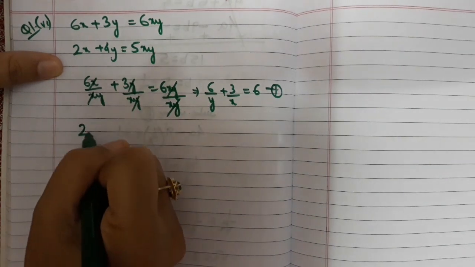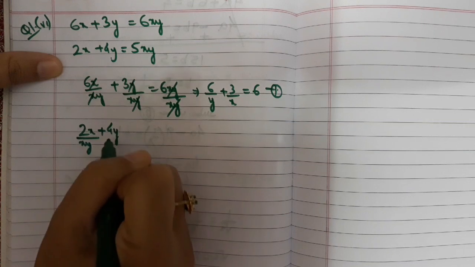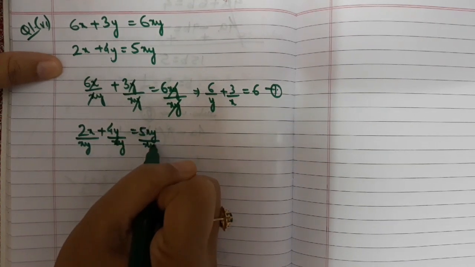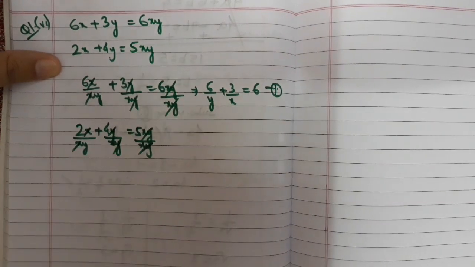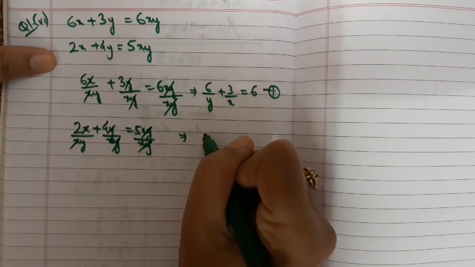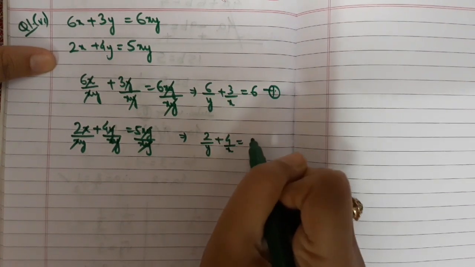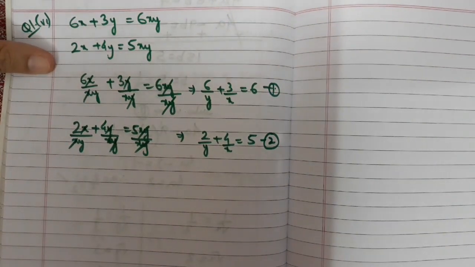Similarly, the second equation which was given to us, we divide this equation also throughout by xy. So from here also y and y get cancelled, x and x get cancelled. So the equation becomes 2 upon y plus 4 upon x is equal to 5. This is the second equation that we obtain.